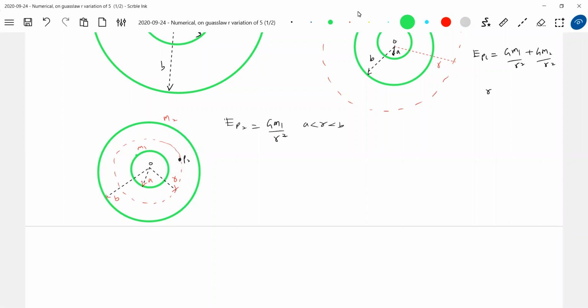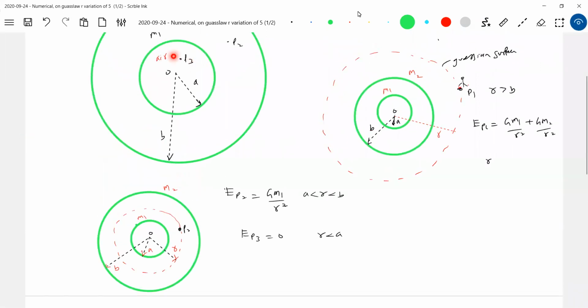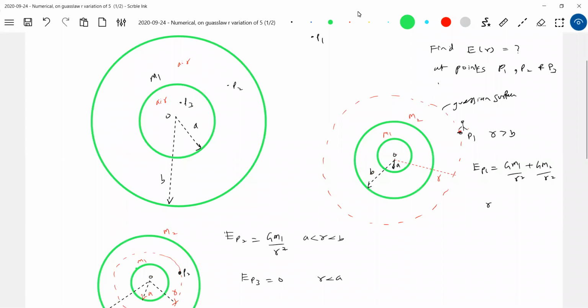Now let's come to the last one, point P3. I think directly shall I write 0? Because the Gaussian surface will come inside. Here it will come. The net mass enclosed by the Gaussian surface will be 0, or by symmetry, the net field at point P3 will be 0.